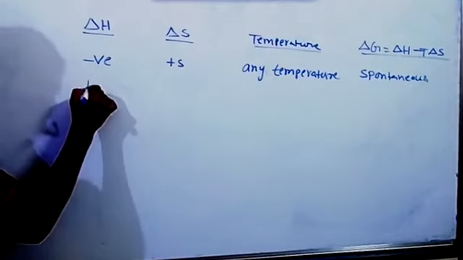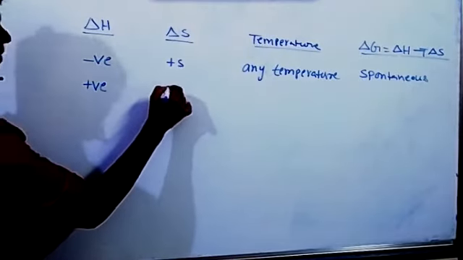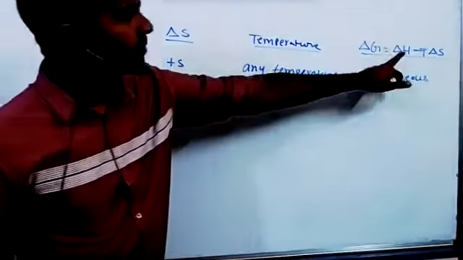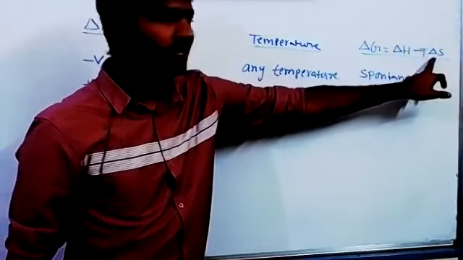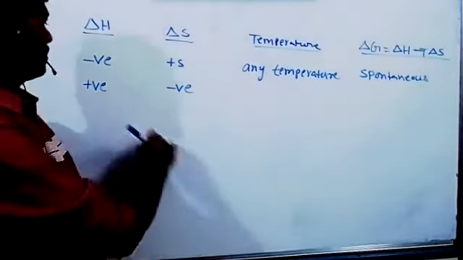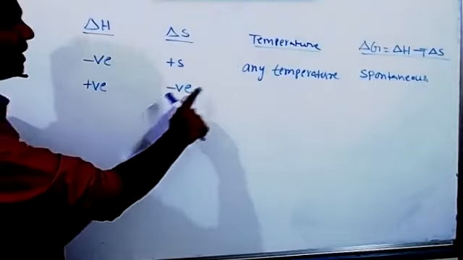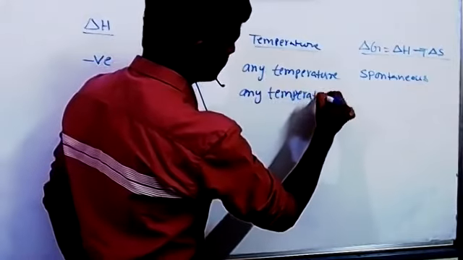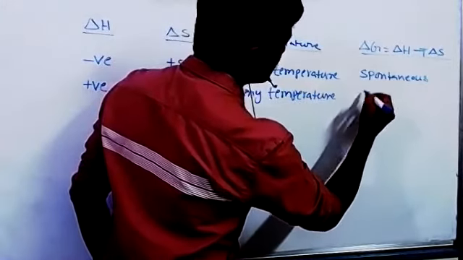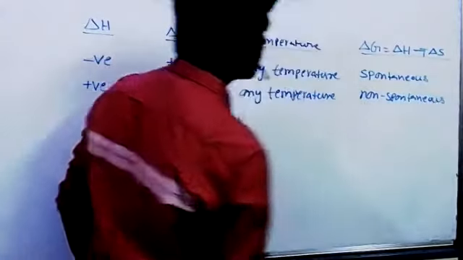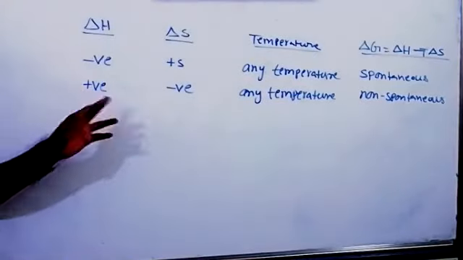Delta H is positive. Delta S is negative. Delta H is positive here, delta S is negative, minus into minus becomes plus, then the overall value also becomes positive only. So if delta H is positive and delta S is negative, at any temperature delta G becomes positive, so non-spontaneous. In these two conditions, temperature does not affect it.